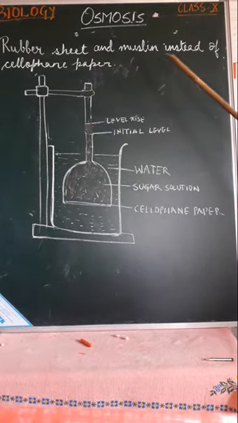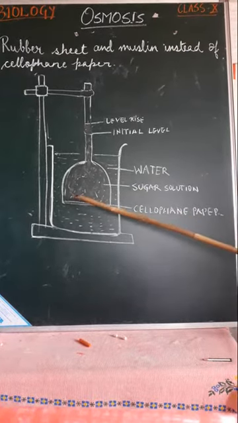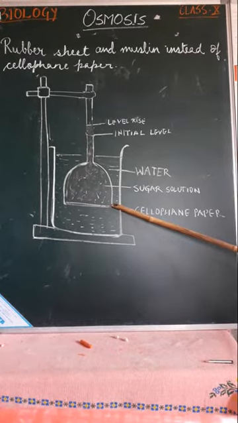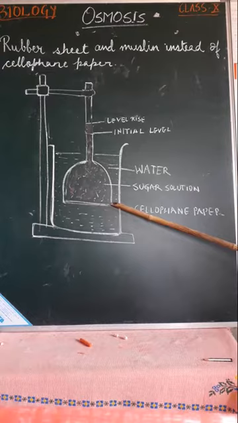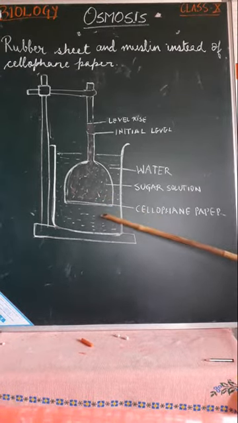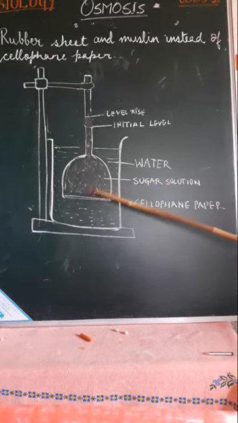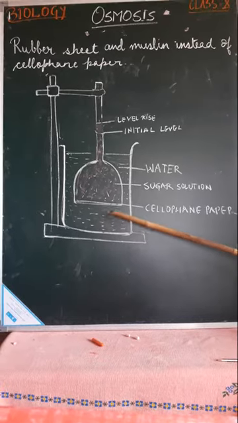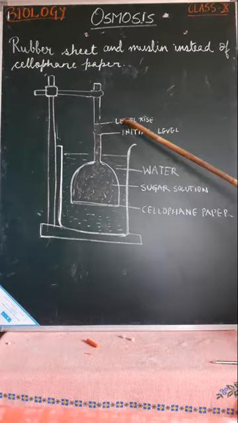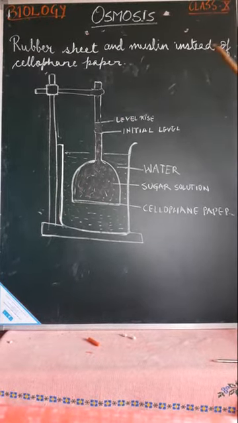And the next is muslin cloth. Instead of this cellophane paper, here the muslin cloth is tied, which acts like a barrier because it has larger pores. It cannot hold any molecules. So the sugar molecules from the thistle funnel will come down due to gravity and mix with the water. So there will be no net movement, and no rise of sugar level will be shown. Means no osmosis takes place here.